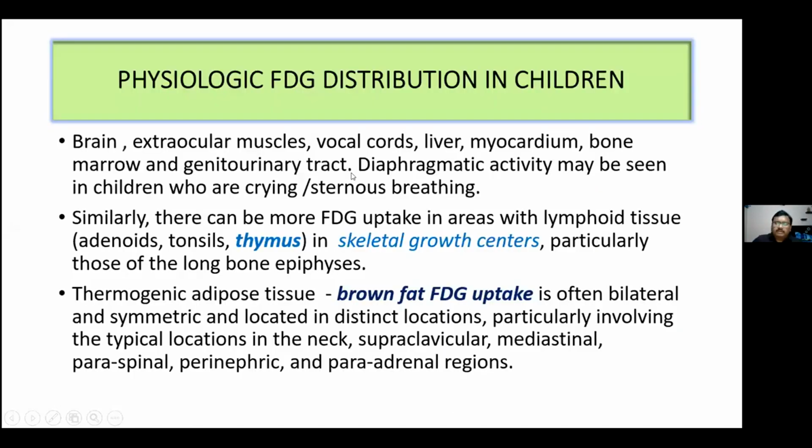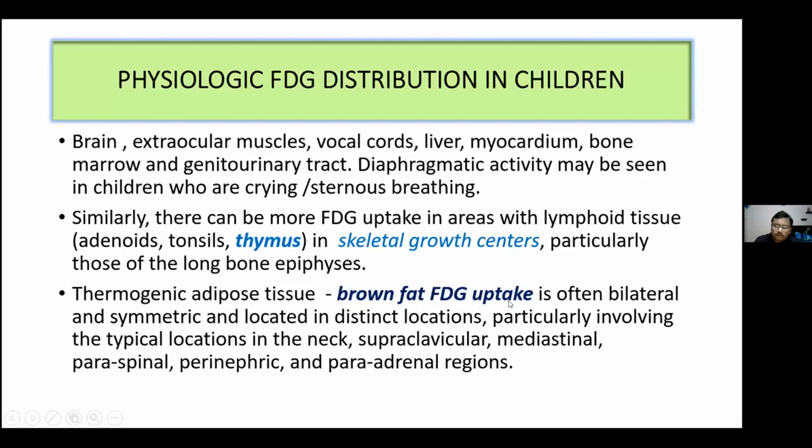Diaphragmatic activity may be seen in children who are crying or have strenuous breathing during the uptake period. When I say uptake period, it means the time between the injection and the scanning. Similarly, there can be more FDG uptake in areas with lymphoid tissues like adenoids, tonsils, thymus, and skeletal growth centers, the epiphyses, particularly the long bone epiphyses. One problematic area in children is brown fat FDG uptake. This is where we see non-shivering thermogenesis.